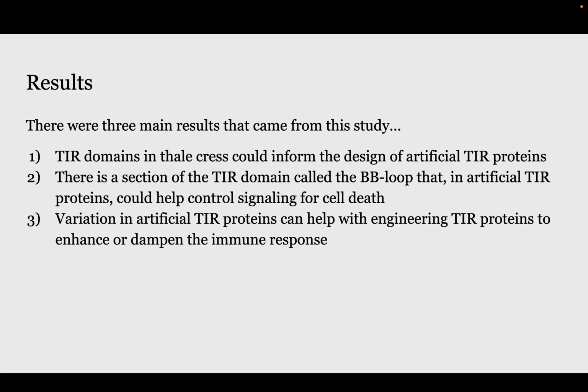Now on to the results. There are three main results from this study. The first is that the TIR domains of the natural TIR proteins could help design the artificial TIR proteins. The second is that a section of the TIR protein, called the BB loop, in the artificial TIR proteins could help control cell death signaling. And the last result was that variation between the artificial TIR proteins could help with engineering TIR proteins that would either increase or decrease the immune response.